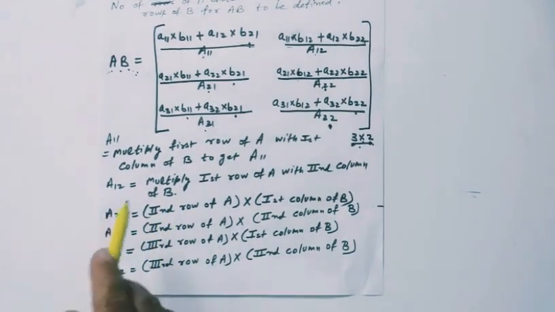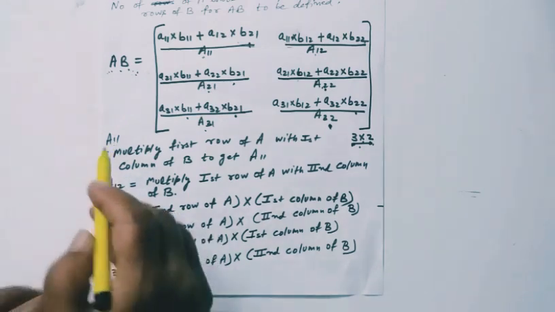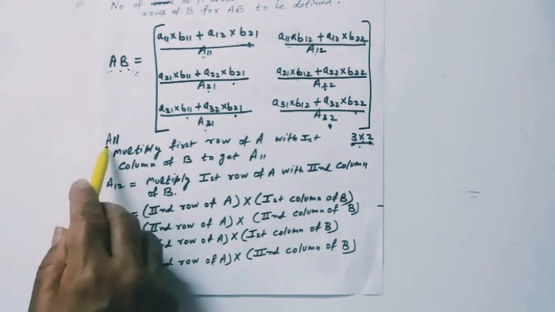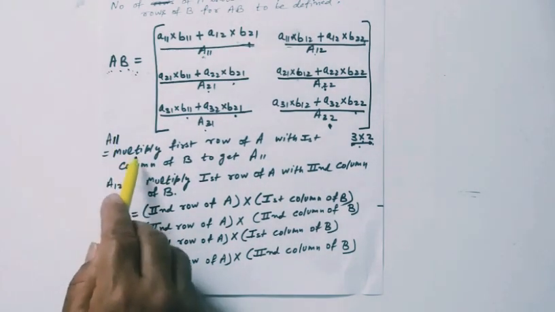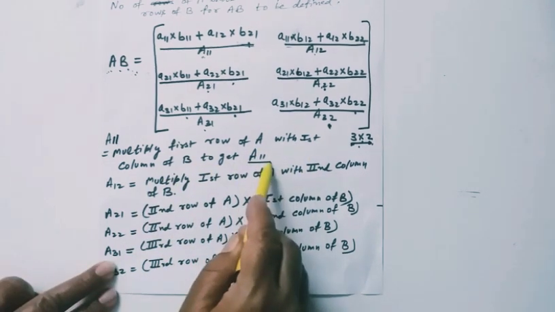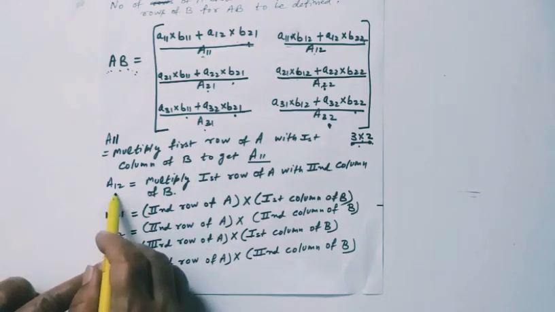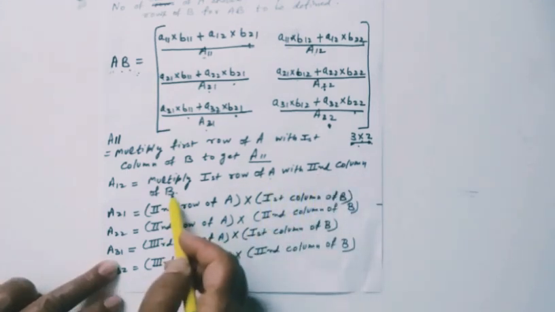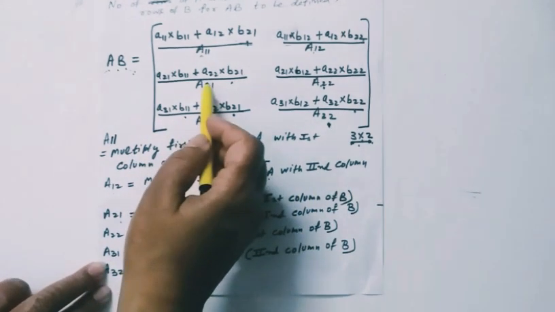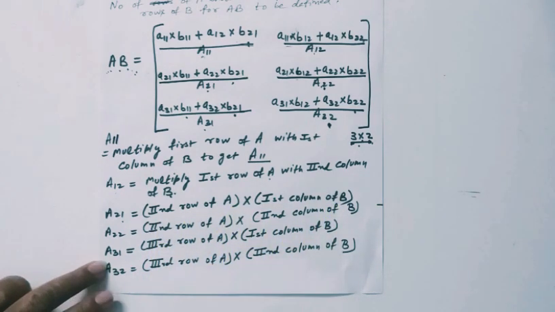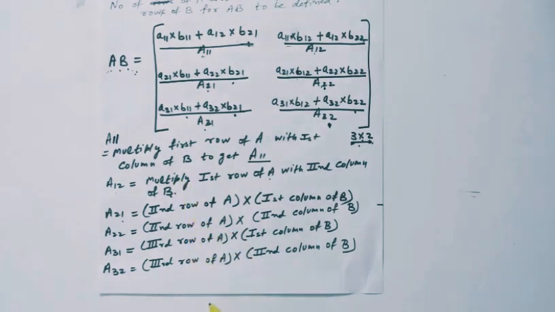Now students, for your convenience, I have written how you get capital A11. Here capital A11 means the first element of the product AB. So for this you multiply the first row of A with the first column of B to get the element A11. Now you have A12, that is this element, you multiply the first row of A with the second column of B. For A21, that is this element, you multiply the second row of A with the first column of B, and so on. So this is how, by following this algorithm, you can multiply the two matrices and get the result.